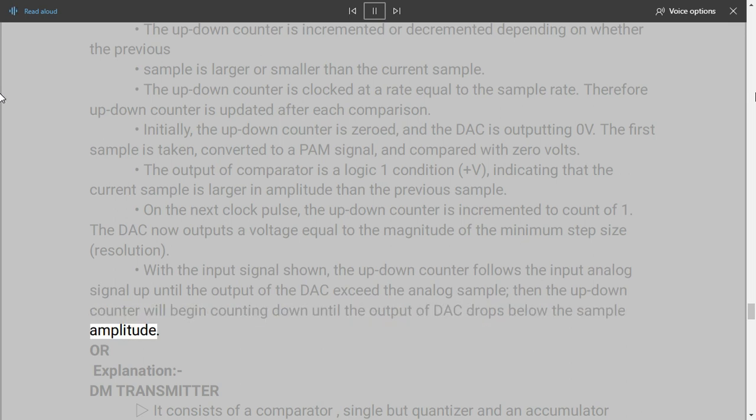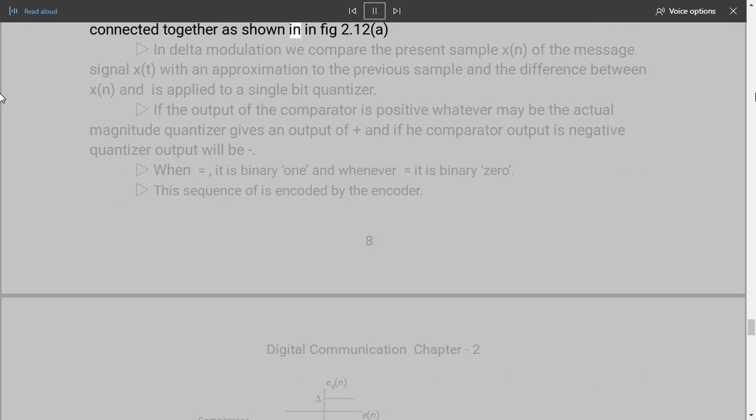For the explanation of the DM transmitter: it consists of a comparator, a single-bit quantizer, and an accumulator connected together as shown in Fig. 2.12a. In delta modulation, we compare the present sample x[n] of the message signal x(t) with an approximation to the previous sample, and the difference between them is applied to a single-bit quantizer. If the output of the comparator is positive, whatever may be the actual magnitude, the quantizer gives an output of +Δ, and if the comparator output is negative, the quantizer output will be −Δ. When the output is +Δ, it is binary 1, and whenever it is −Δ, it is binary 0. This sequence is encoded by the encoder.